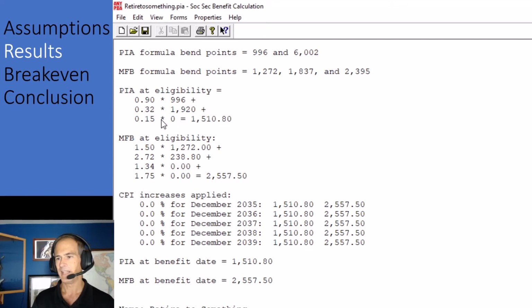So in my case, that 2916, I get 90% of the 996, 32% of anything over that, because 6002 is the higher bend point, and I don't average over 6002. Anything over 6002 would be an additional 15%. But in my case, it only takes these first two into account. That's why this 0.15 is multiplied by 0. So it calculates my PIA at $1,510.80. We're not going to worry about maximum family benefit.